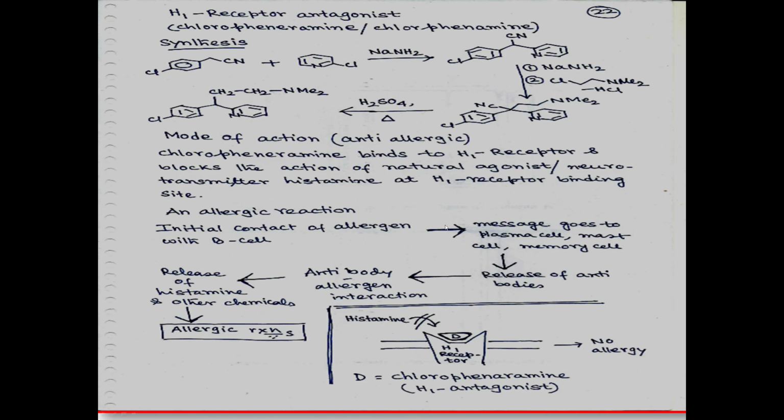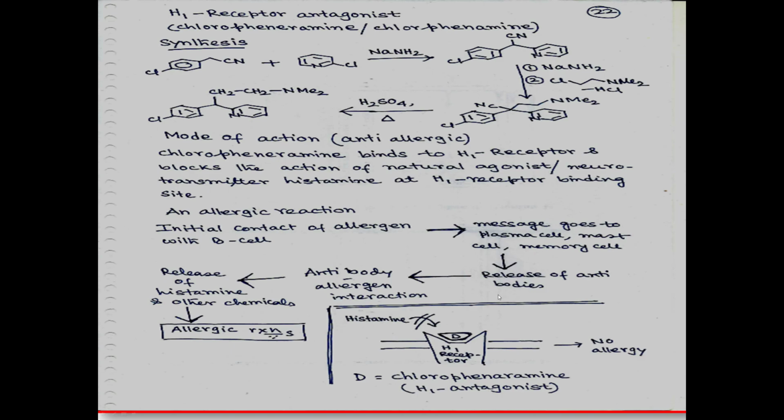Now the allergy condition: initial contact of allergen. Allergen means a foreign matter with the B cell. B cell is our immune cell. It has a very important role. The B cell interacts with the allergen, and the message goes to the plasma cell, mast cell, memory cell. These are all cells of our immune system, and the release of antibodies happens because they have to tackle this allergen.